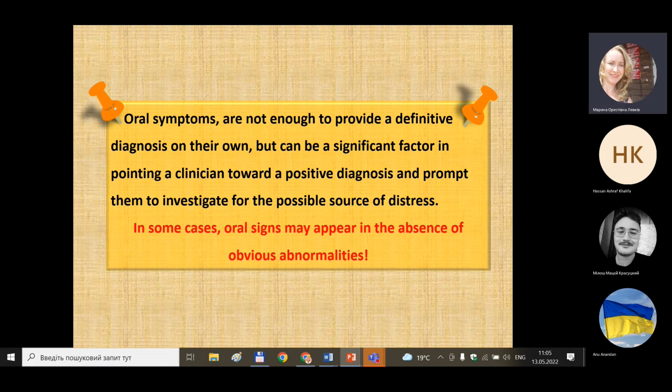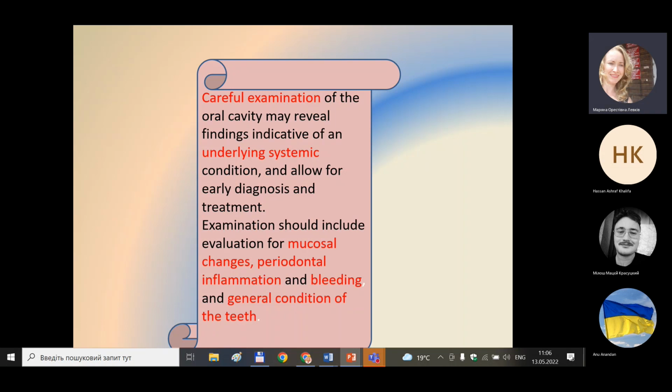In some cases, oral signs may appear in the absence of obvious abnormalities, and they can be the first symptom of diseases. Careful examination of the oral cavity may reveal findings indicative of an underlying systemic condition and allow for early diagnosis and treatment. Examination should include evaluation for mucosal changes, periodontal inflammation, and bleeding, and of course, general condition of the teeth.